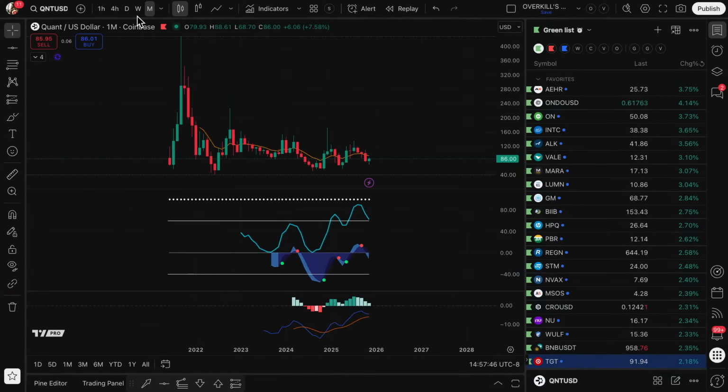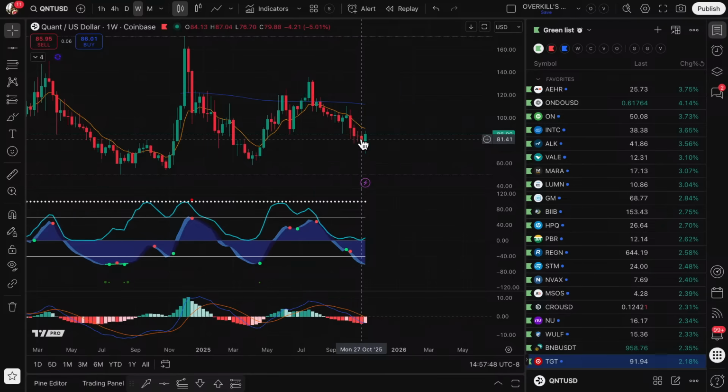QNT. Someone requested QNT. That's a nice hammer candle right there. So again, look for the weekly on this one. Okay, last time we got the weekly was right here in April, 67 all the way up there to 137. That was beautiful. Okay, I like QNT. It just needs that signal.